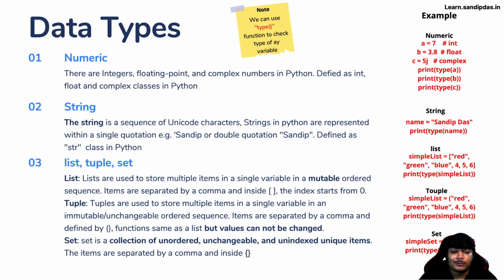Now let's talk about the list, tuple and set data types. The first one is the list. Lists are used to store multiple items in a single variable, in a mutable ordered sequence. Items are separated by commas and inside square brackets, and the index starts from 0. Now let me show you how it works. It will be better for your understanding.